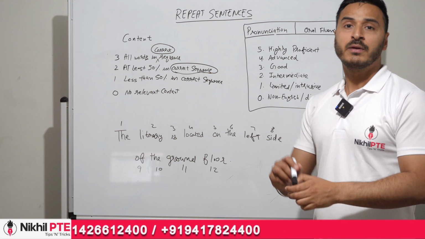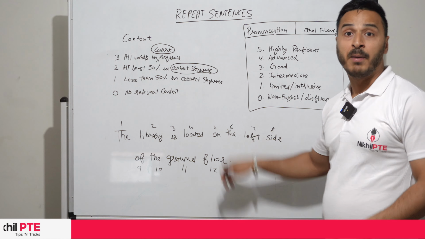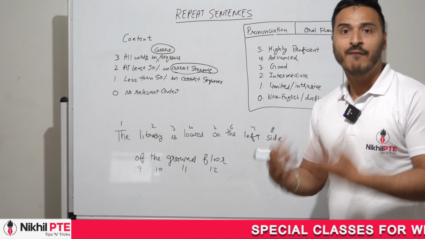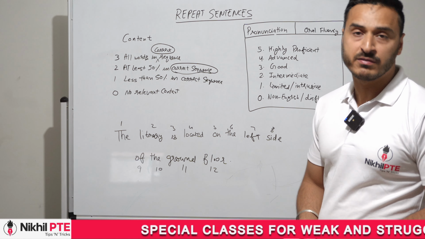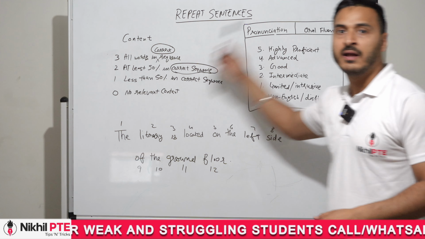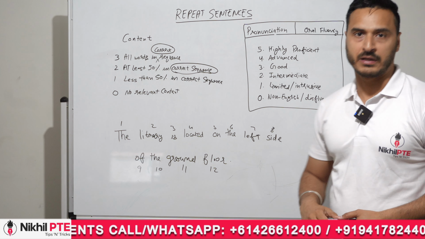I know sometimes you are not able to listen to 100% of the content, but at least for what you are listening to, you have to speak at least a minimum of 50% in correct sequence so that you can get 2 marks for content and 4 or 5 marks from oral fluency and pronunciation respectively.